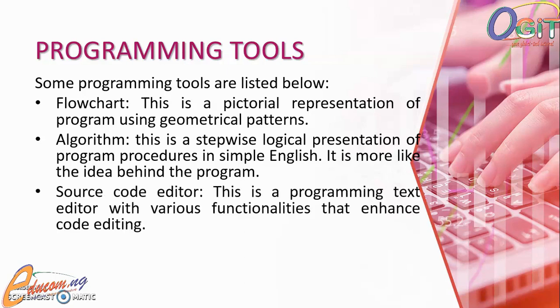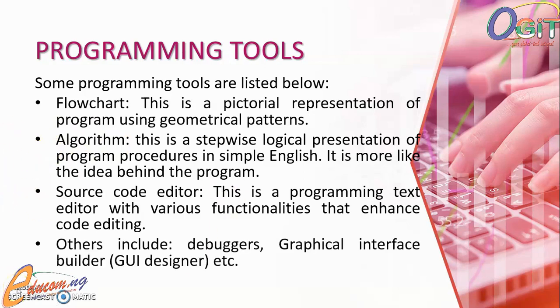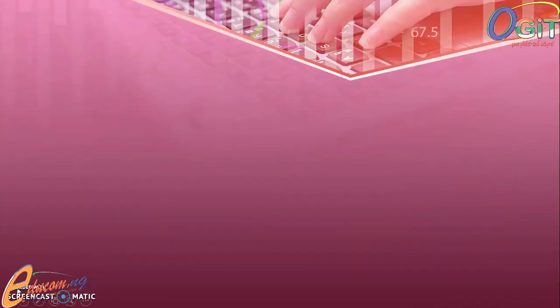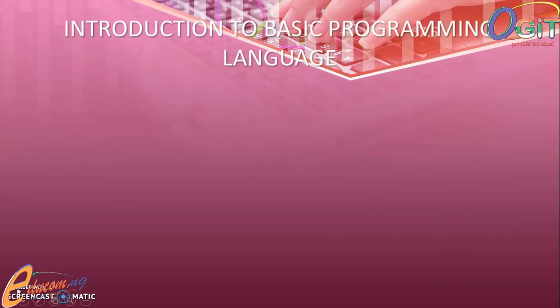Another one is the source code editor. It is a programming text editor with various functionalities that enhance code editing. Other types of programming tools are debuggers, graphical interface builder, and so on. All of these are important and they perform different and important tasks.